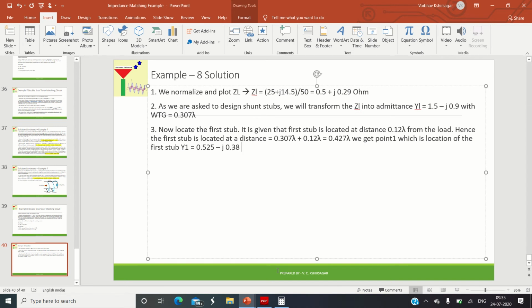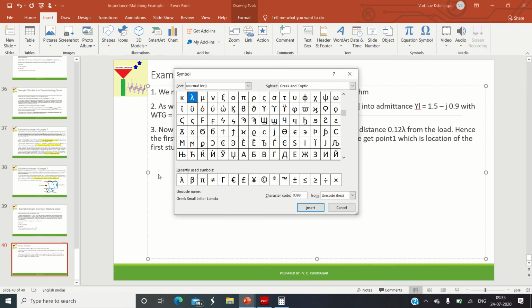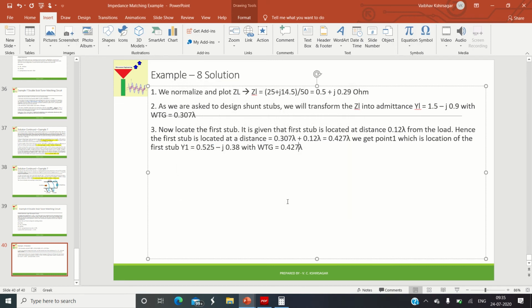Okay, and what is the WTG here? We got 0.427 lambda. Hope you understood the procedure up to this point. So what we have done now in this particular step number 3, we have successfully located our first stub, right? Now, what is the next step? The next step is to calculate the beta D amount. Okay, so we calculate beta D.